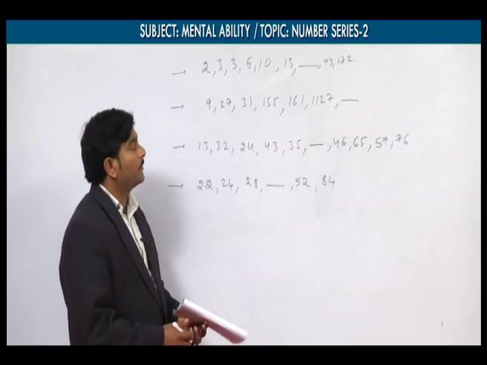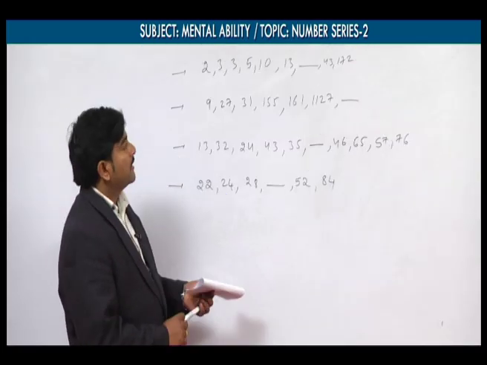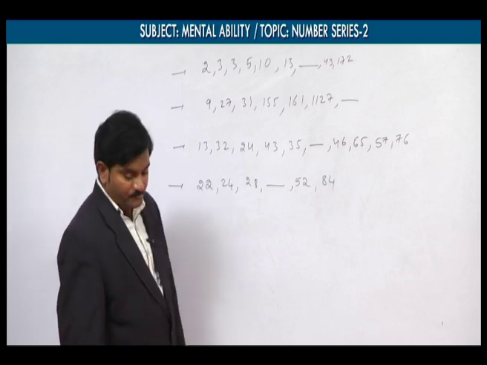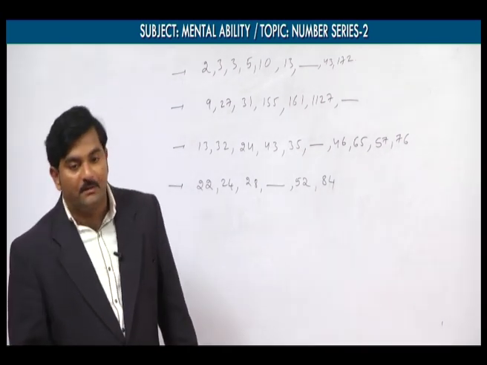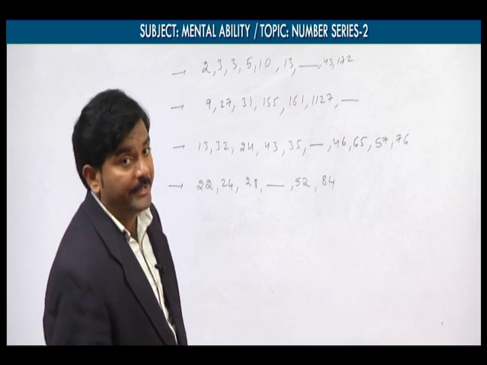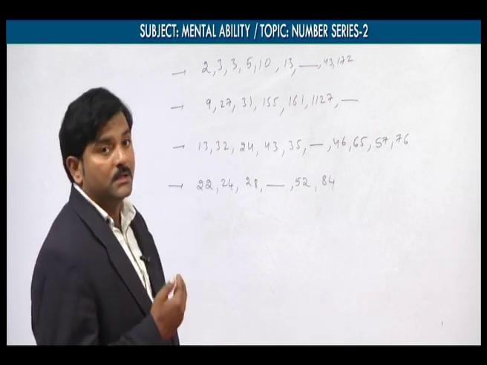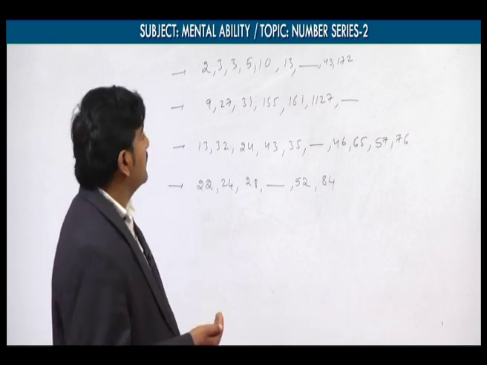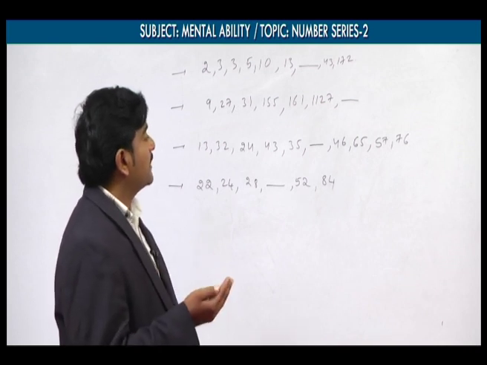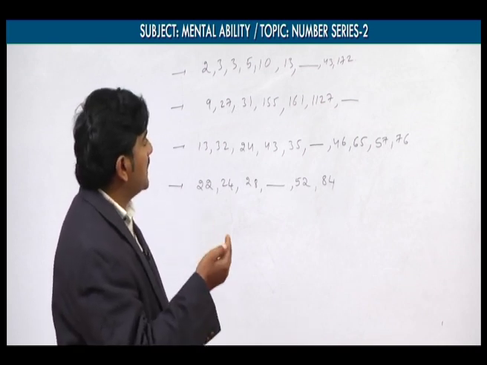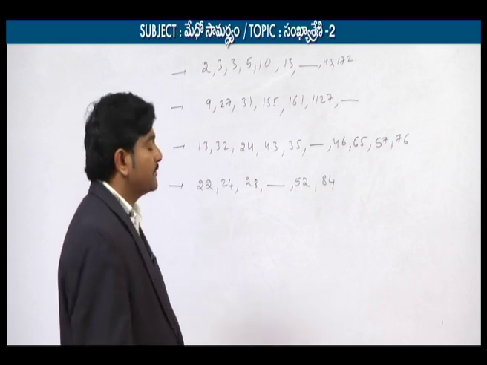There are 4 columns on the board. Observe the first column. By seeing the first column, what are you getting? Are you getting any idea or not? 2, 3, 5, 10, 13, dash, 43, 172.